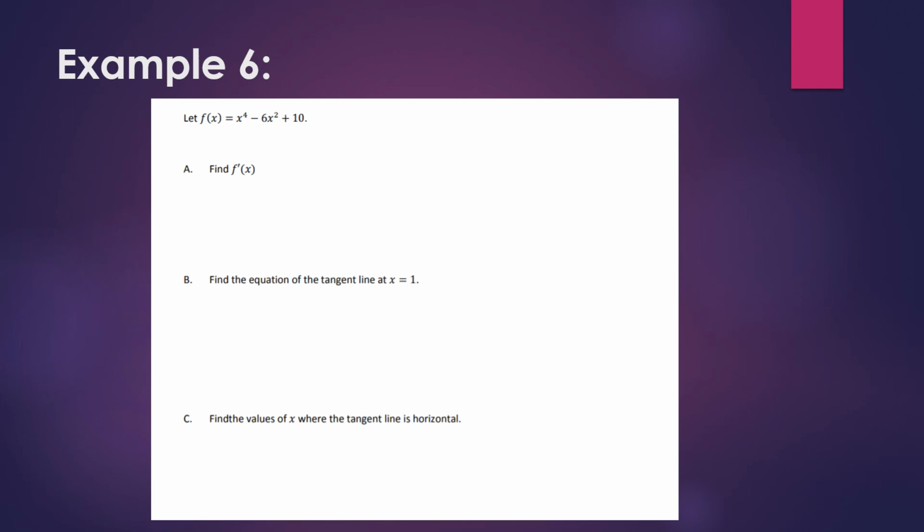One more example before we're done for the day. It says let f of x equal x to the 4th minus 6x squared plus 10. And then it says find f prime of x. So taking the derivative, f prime of x is going to be 4x cubed minus 12x plus 0. And it says find the equation of the tangent line at x equals 1.